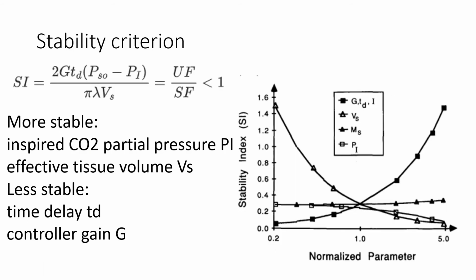So here is a graph about the relationship between the stability index and the parameters. In this graph, we can see that if the inspired carbon dioxide partial pressure Pi is large, or the effective tissue volume Vs is large, then our model is going to be more stable. For the time delay TD or the controller gain, if they are large, then our model is more unstable.